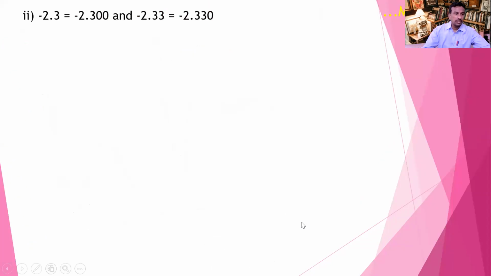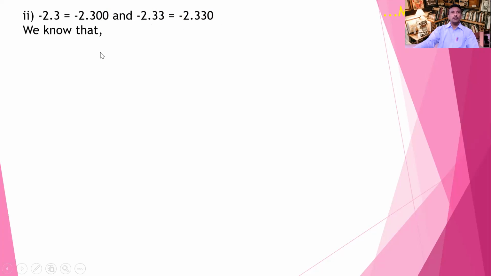Similarly we can find the numbers in between another. We will take one example again. Suppose minus 2.3 means minus 2.300, 3 digits after decimal point, and minus 2.33 is equal to minus 2.330. Okay. Now we will see how we can find the numbers in between these two numbers.